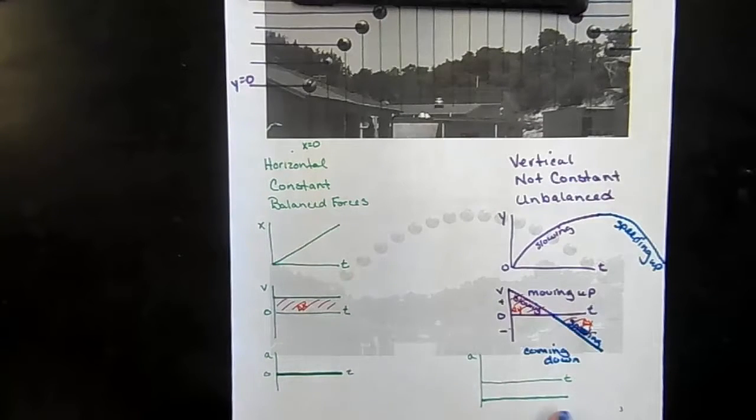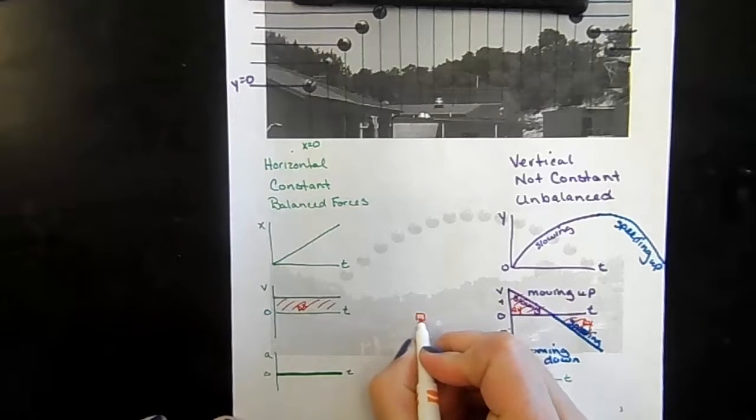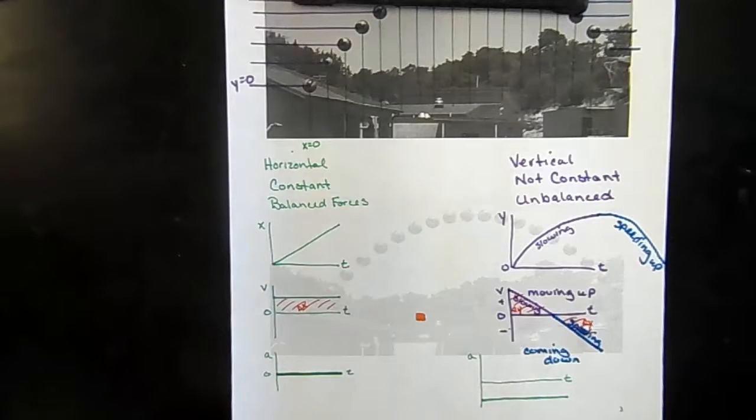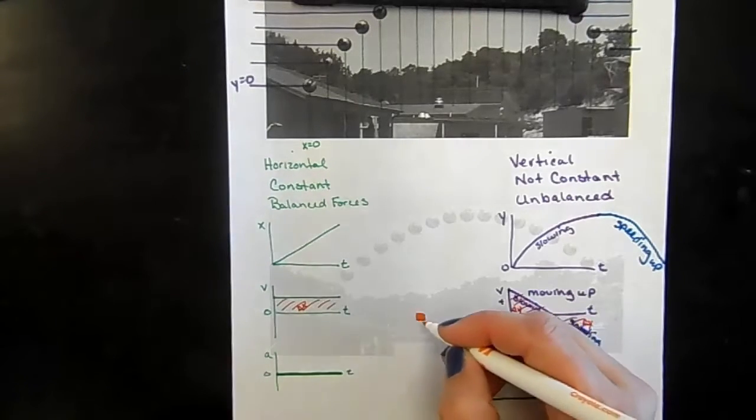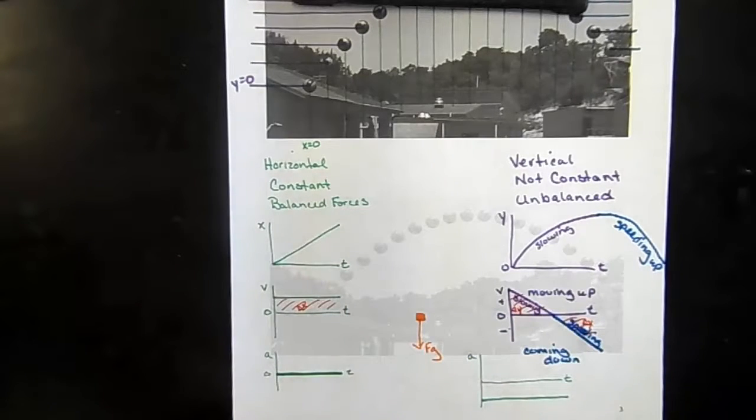Now if you think about that, why does that happen? What kinds of forces are acting on the ball? When we let go of the ball, if we were to draw a force diagram for our ball after it leaves the hand, what's the only force acting on that ball? The only force acting on that ball is the force of gravity.